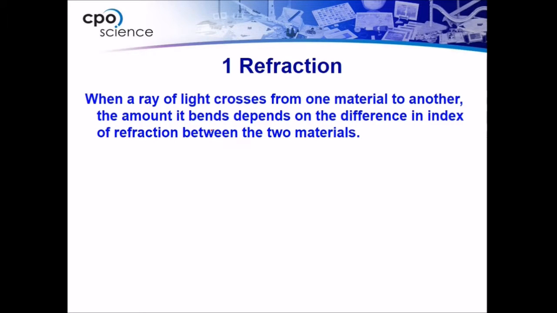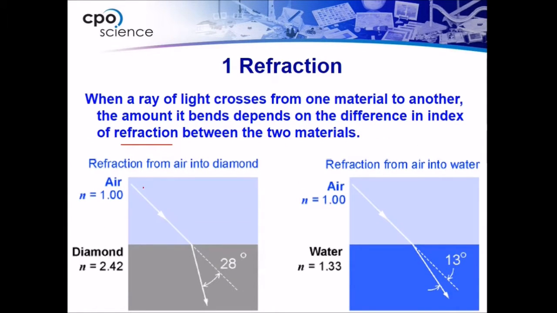So when a ray of light crosses from one material to another, the amount it bends depends on the difference in index of refraction, which is also called refractive index, between the two materials. So refraction from air into diamond, refraction from air into water. See, air has a refractive index of 1, whereas diamond has a refractive index of 2.42, and water is 1.33. So diamond bends the light ray more than water does, but water still bends it.